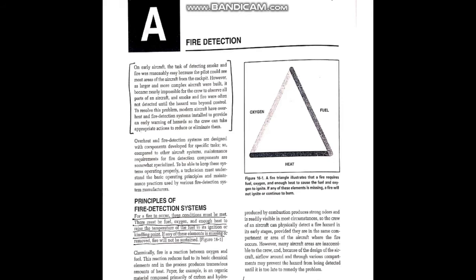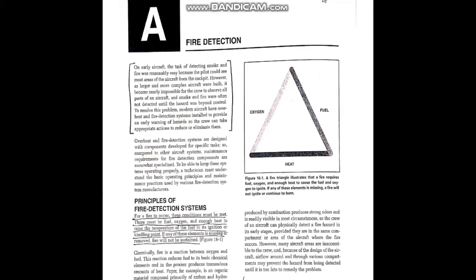To resolve this problem, modern aircraft have overheat and fire detection systems installed to provide an early warning of hazard, so the crew can take appropriate actions to reduce or eliminate them. So the fire detection system and the fire extinguisher system help to find the hazard and solve it and eliminate it.